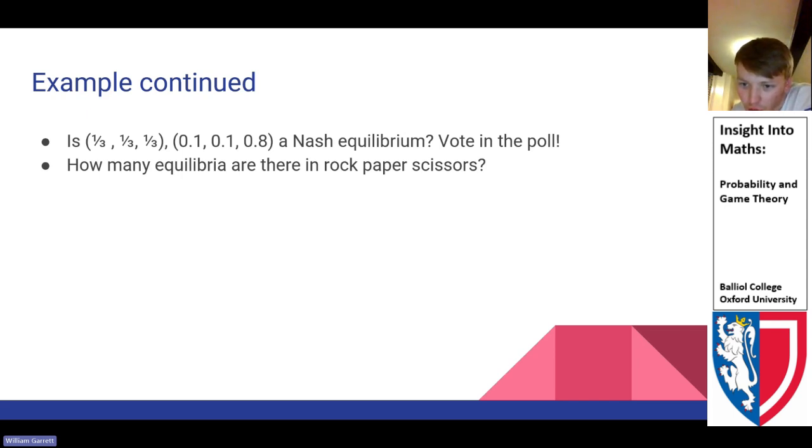Tic-tac-toe. Yeah. So tic-tac-toe is an interesting one because in tic-tac-toe, all of the equilibria are going to lead to a draw, because it's a guaranteed draw if both people play well.